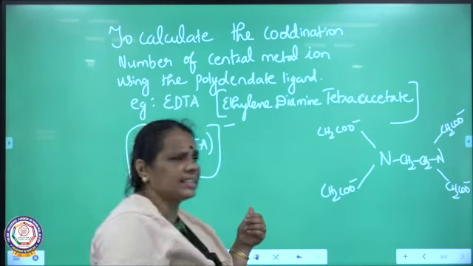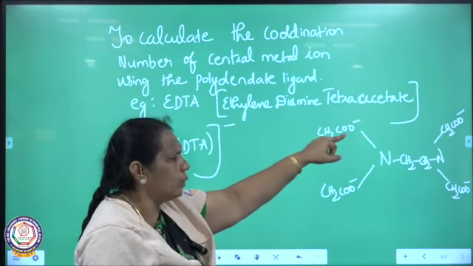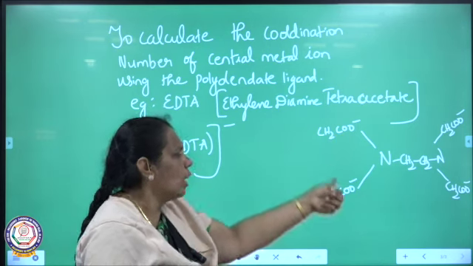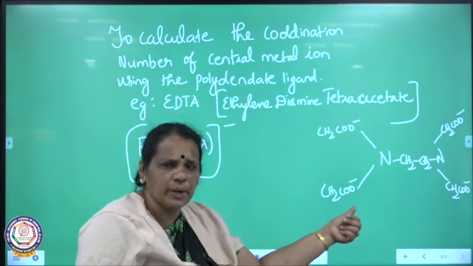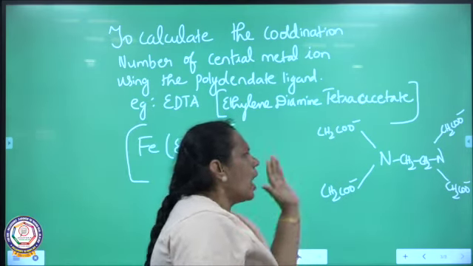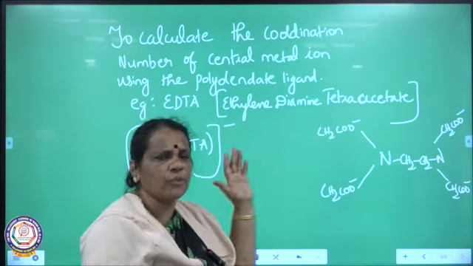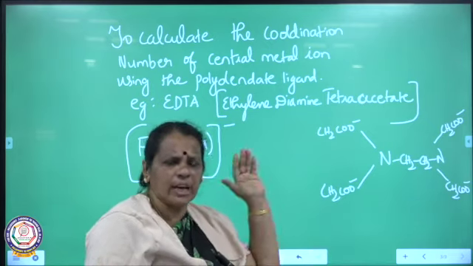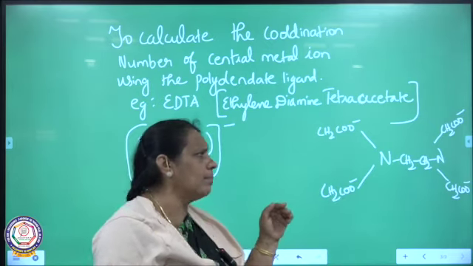Now move towards the other side. Here there is one oxygen donating the electron pair to the central metal ion. One more oxygen is also there donating the electron pair to the central metal ion. So therefore, there are 4 oxygen donors. So 4 oxygen atoms are donating the electron pair to the central metal ion.